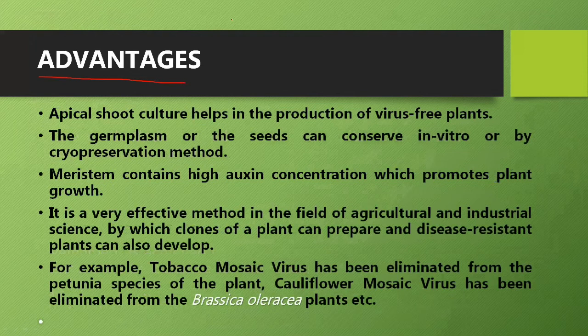Now we have seen the overview of meristem culture. Now we will look at the advantages and disadvantages of meristem culture. The first advantage is virus-free production of plantlets. The second advantage is that we can store the germplasm of seeds and plants and conserve it in vitro, or by cryopreservation methods. The third is that meristem contains a high concentration of oxygen, and thus the growth of the meristem culture is also very fast compared to different cultures.